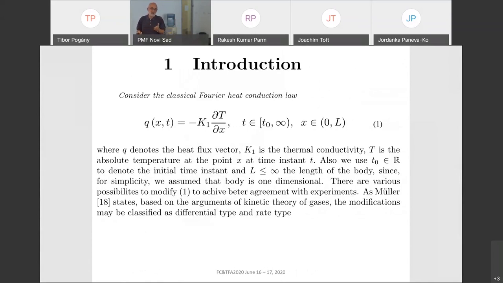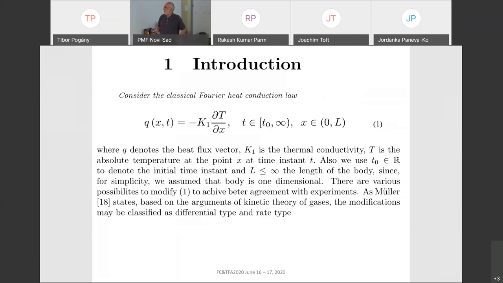First, everybody knows how the classical Fourier heat conduction law reads. It says that heat flux is proportional to the gradient of temperature. The coefficient of proportionality is the heat conduction coefficient, and it is a positive quantity, and here is a minus sign. This minus sign simply says that heat flows from a point of higher temperature to a point of lower temperature. That means heat flows against the gradient of temperature, from higher temperature to the lower.